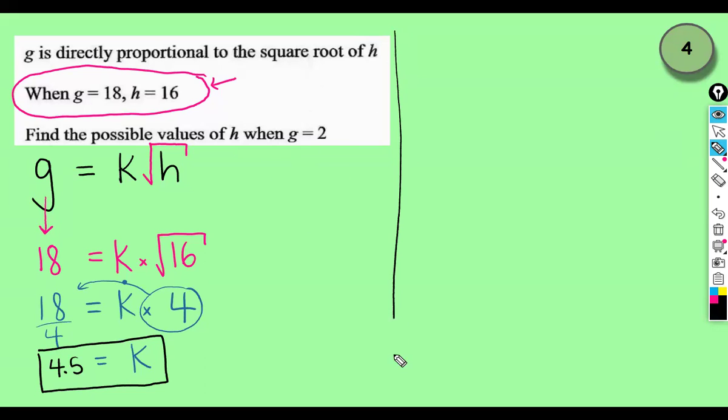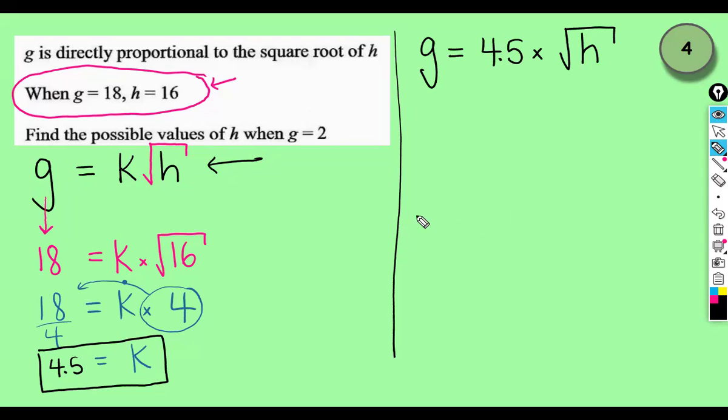All right, so let's get started now. We go to the equation. Remember, this is the equation. And guess what we can replace K with? K can be replaced with 4.5. So G is equal to 4.5 multiplied by the square root of H.